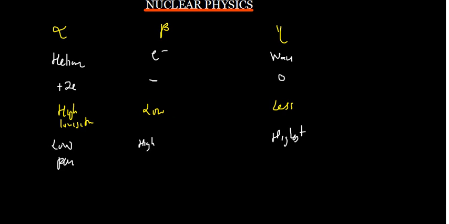Now what are their speeds? Which one is the fastest? Alpha rays have a speed which ranges from 1 over 10 to 1 over 20 times the speed of light. When you talk about beta rays, their speed can go up to 9 over 10 the speed of light, meaning that these are faster than alpha rays. And if you consider gamma rays, these basically move at the speed of light c, meaning they are the fastest.